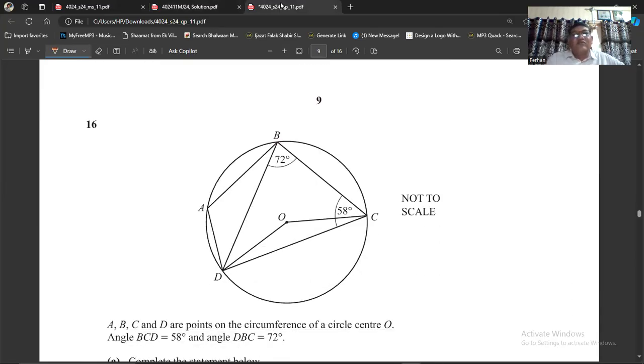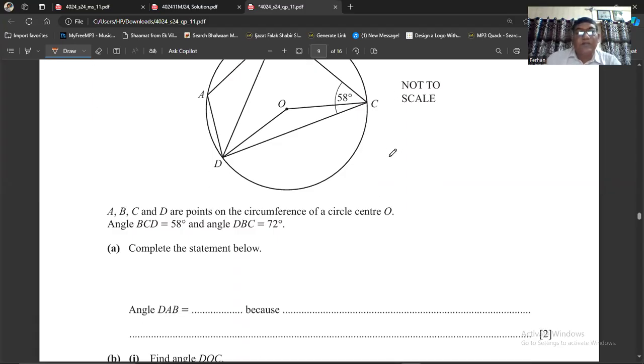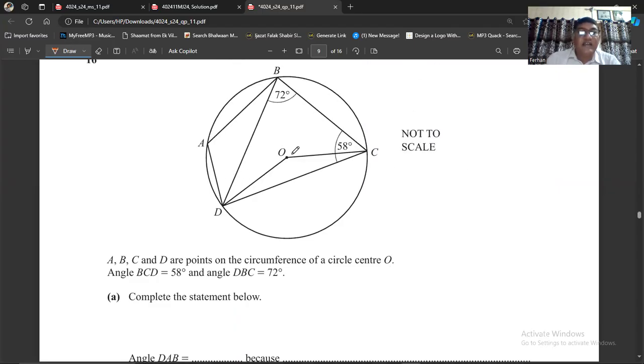Then we have the next question, question number 16. Here we have a circle. A, B, C, and D are points on the circumference of a circle with center O. Angle BCD is 58 degrees and angle DBC is 72. The question wants me to complete the statement about angle DAB, this angle here.